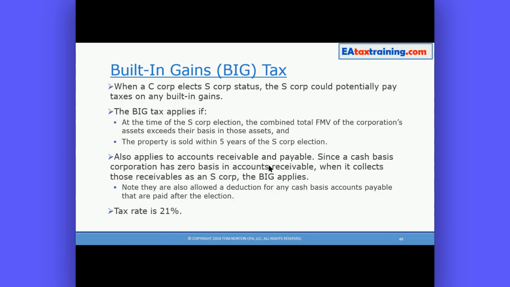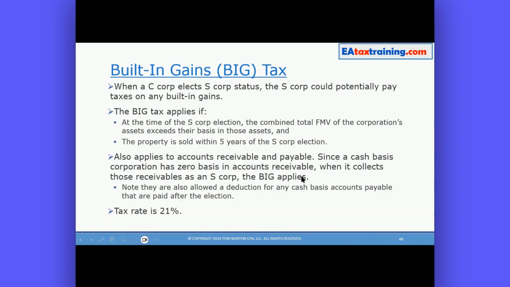When they convert from a C Corp to an S Corp, when they collect those accounts receivable, they're going to have to pay a 21% tax on that, just as if they were still a C Corporation. This does not apply to an accrual-based corporation, because they have already recognized the income as soon as they created the receivable. They made the sale, they recognized the sale as income, they created the receivable. So when they collect their accounts receivable, once they're an S Corp, there's no tax effect to that. It's only for a cash basis C Corp that then converts to an S Corp. They collect those receivables, they have to pay the 21% tax on those.